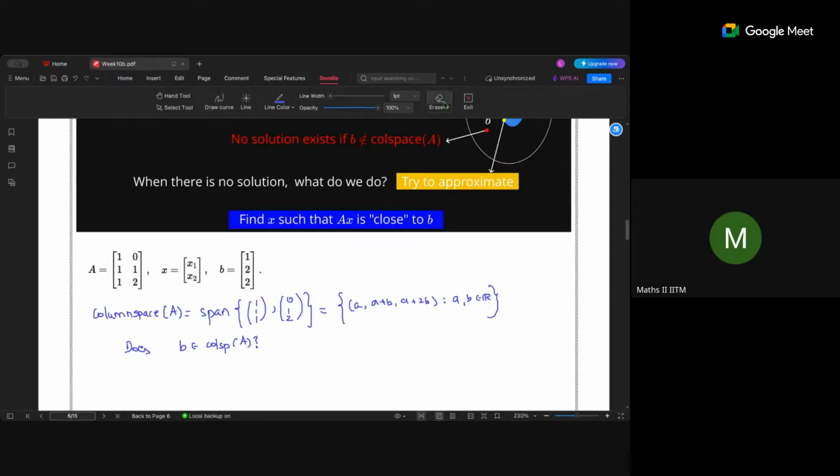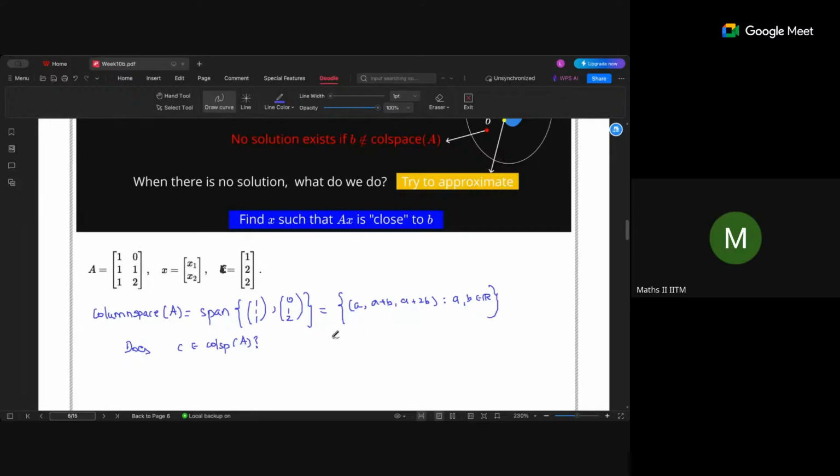Okay, so instead of b, maybe I will give some other name because it may be confusing. Maybe I'll write c, because here also a, b is coming. So I'll write c. Does this vector c belong to the column space of A?